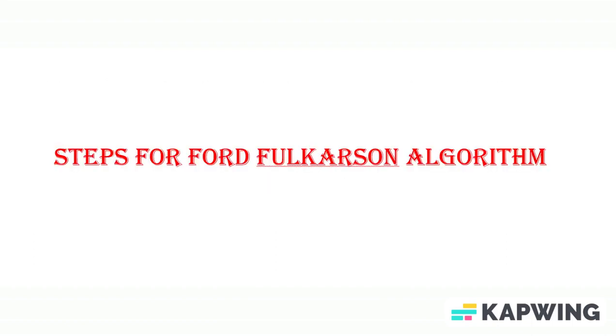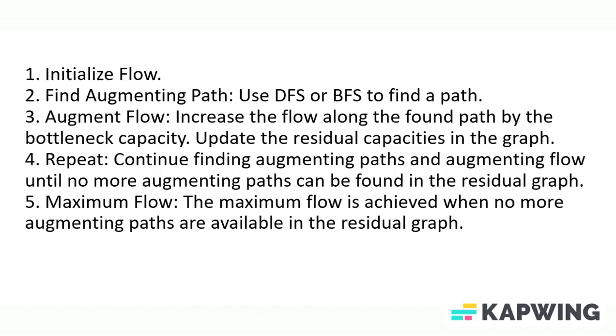Steps for Ford-Fulkerson algorithm. Initialize flow. Find augmenting path. Use DFS or BFS to find a path. Augment flow. Increase the flow along the found path by the bottleneck capacity. Update the residual capacities in the graph.